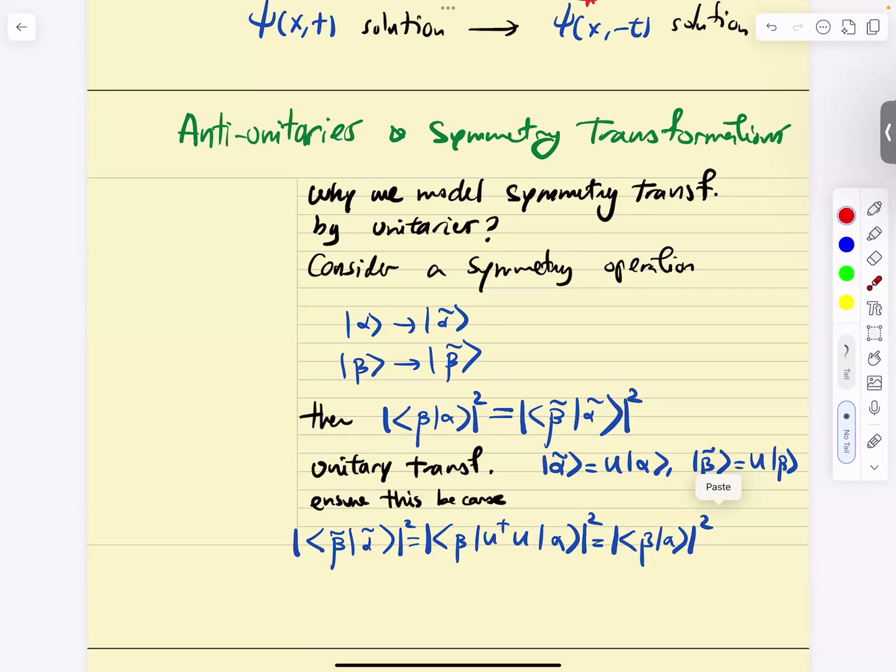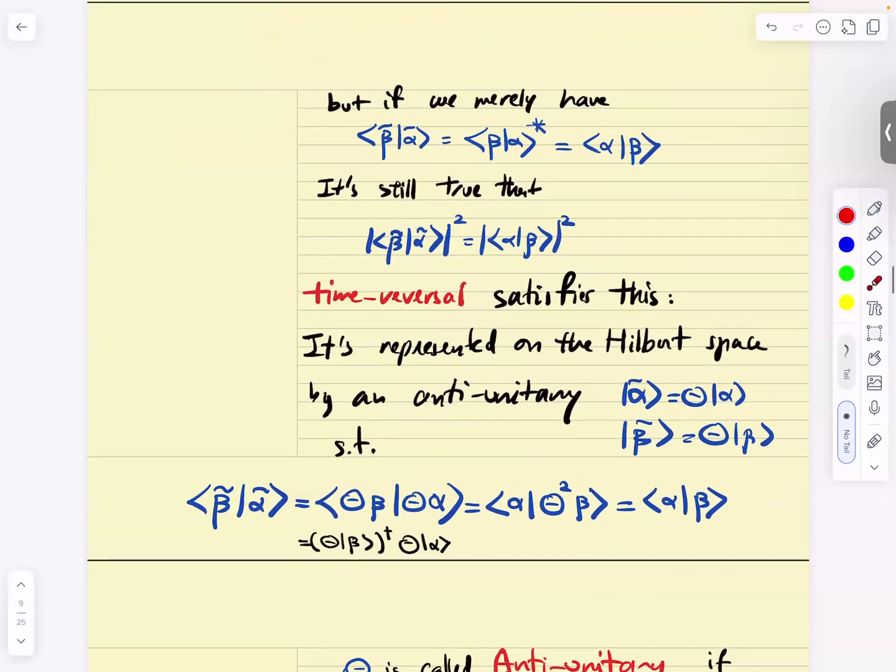Is that clear? If you have this after the transformation, the probabilities are still preserved. We will prove that time reversal must satisfy this. It cannot be a unitary. We'll prove that in a bit. But before doing that, let me explain some subtleties regarding anti-unitaries. So let's explain what an anti-unitary is.